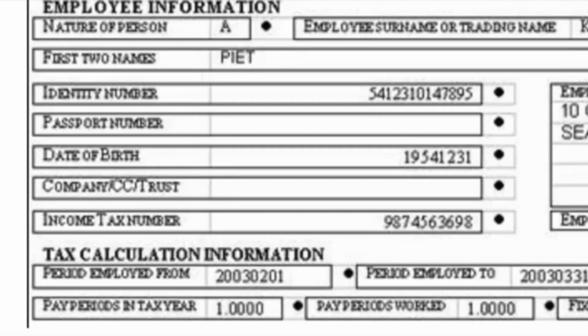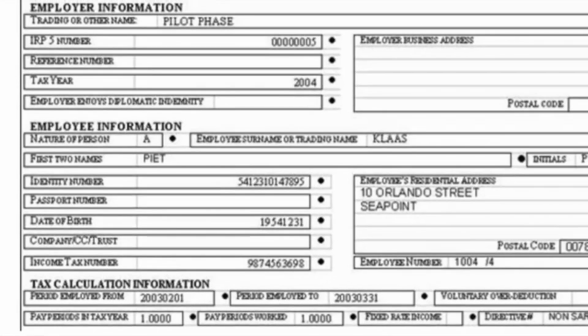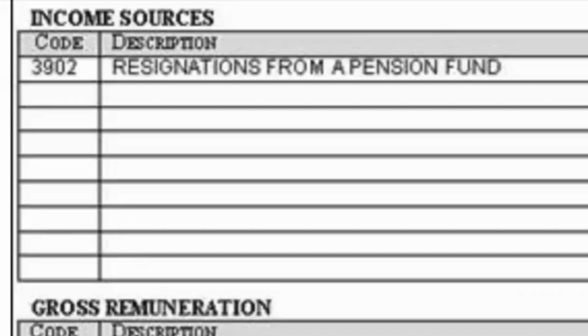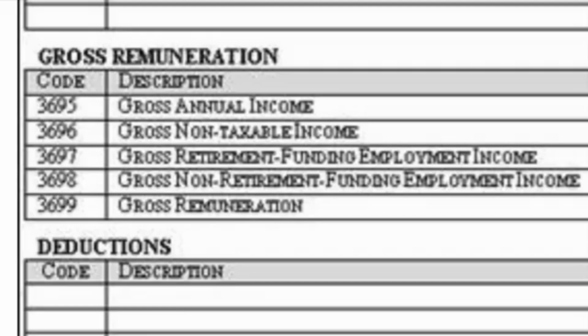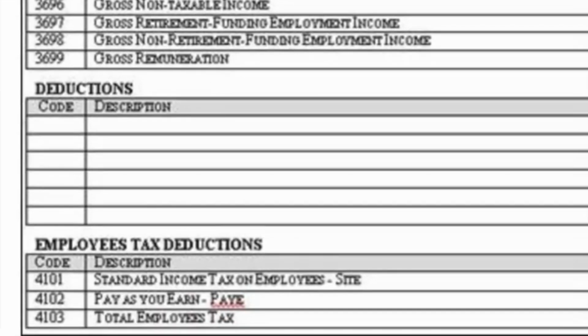And then the next information is the tax calculation information. When you look at this one, it gives us the period. When was it calculated from, to where. This is not the whole tax. It didn't fit on one slide, so the next page is the continuation of this one. The income source: where did you get the income from? The gross remuneration, all the amounts that you got paid for that year, and the deductions. You see in this one, there are no deductions. Normally you have deductions. And then the employee's tax deduction, the deductions for tax.